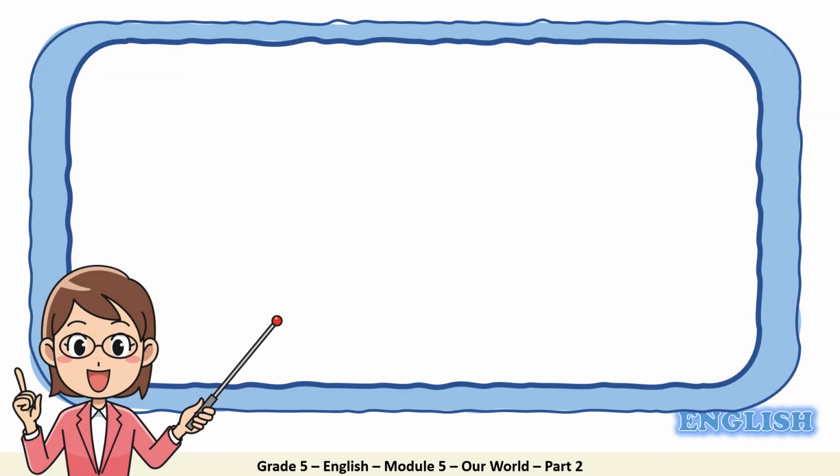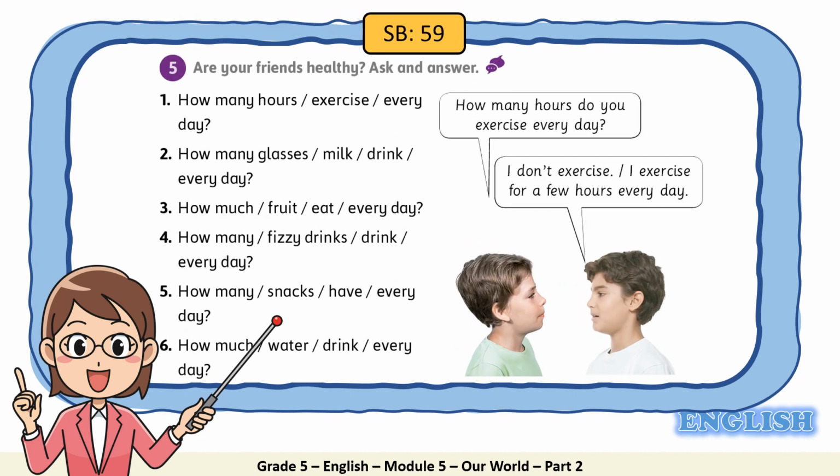You know what time it is now? It's time for us to chat. Open your student book, page 59, exercise 5. In this exercise, you are going to ask your classmates questions to learn more about them. Use the given prompts to make a question, and your classmate will answer you with the suitable quantifier. Then, switch roles and let your classmate ask you a question and you answer them.